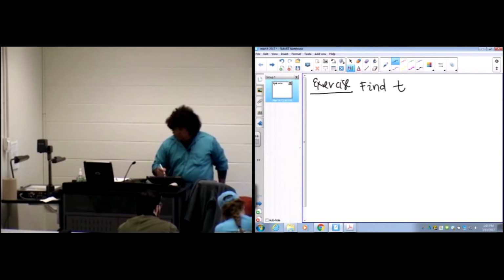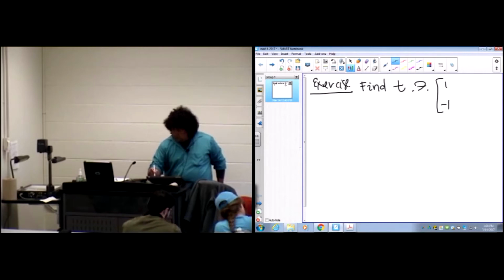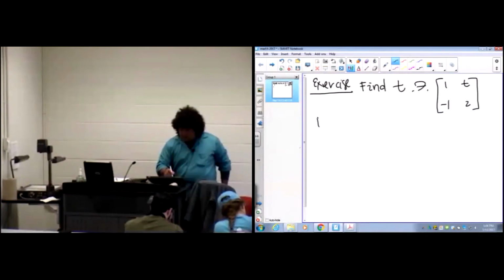One way would be by finding the determinant of this matrix. I'm not going to do that way right now. I'm going to do a much more elaborate way. I am going to compute the inverse of this matrix. So let's compute.